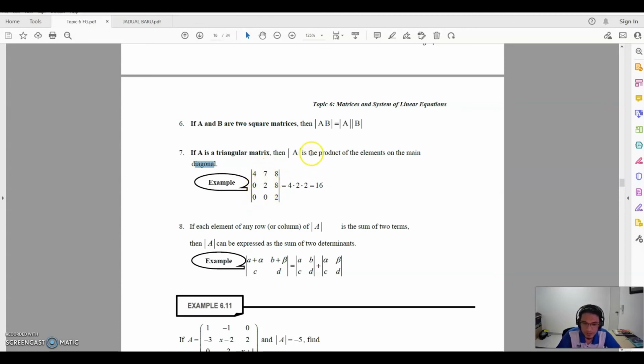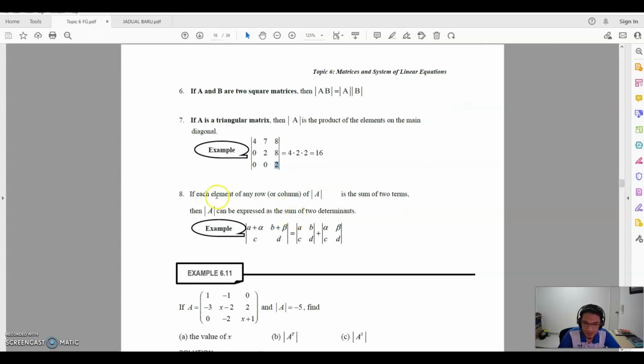So to determine the determinant for this kind of matrix, you just multiply the 4, 2 and 2, which are the elements at the diagonal. Okay, then as property number 8, if each element of any row or column of determinant A is the sum of two terms, then determinant A can be expressed as the sum of two determinants.